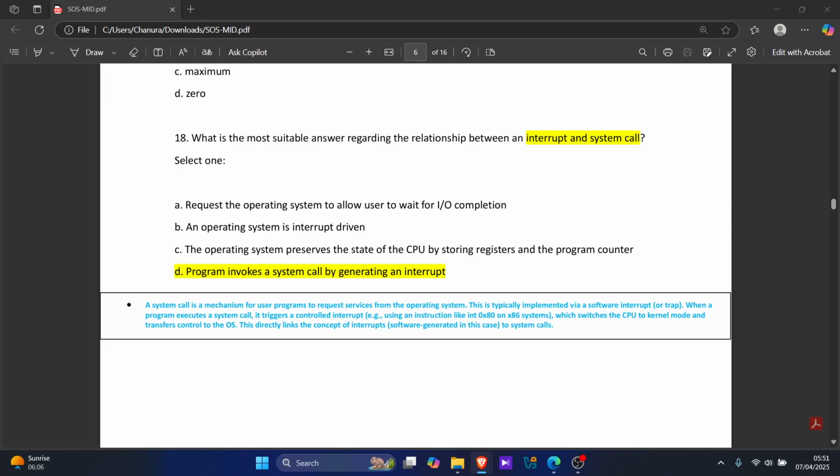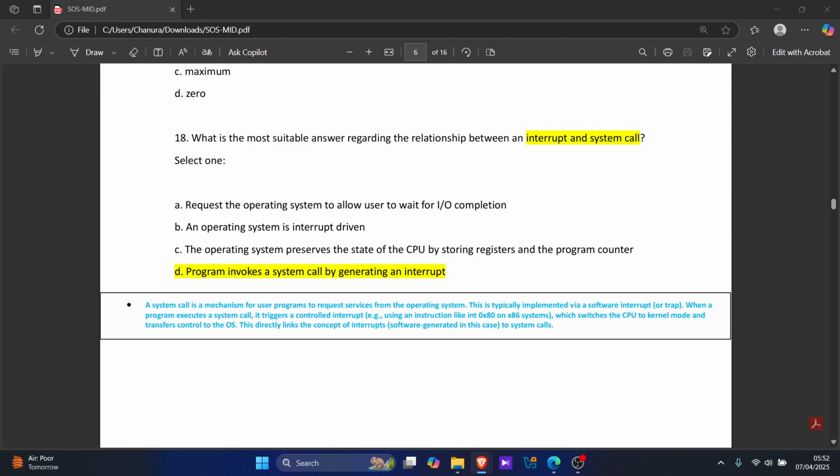Option C, the operating system preserves the state of the CPU by storing registers and the program counter. That's part of what happens when an interrupt occurs. The OS saves the current state so it can resume later. But again, this is a general action taken during an interrupt, not specifically about the relationship between interrupts and system calls. Both hardware and software interrupts would cause the OS to save the state. So this is a true statement but maybe not the answer to how system calls relate to interrupts.